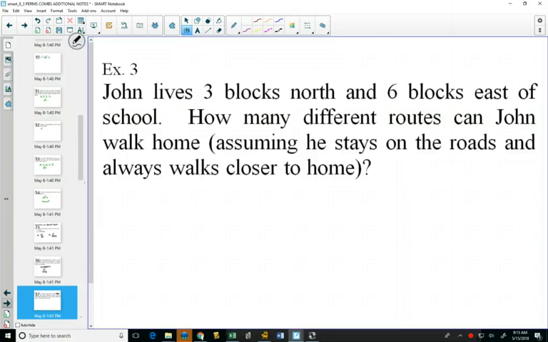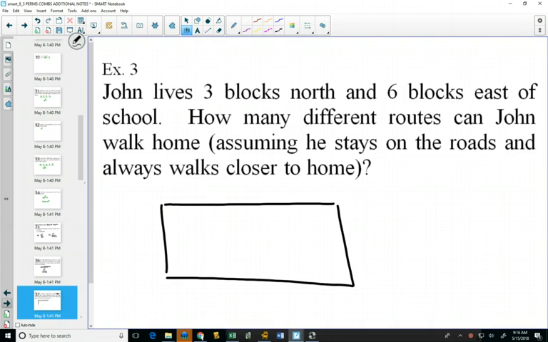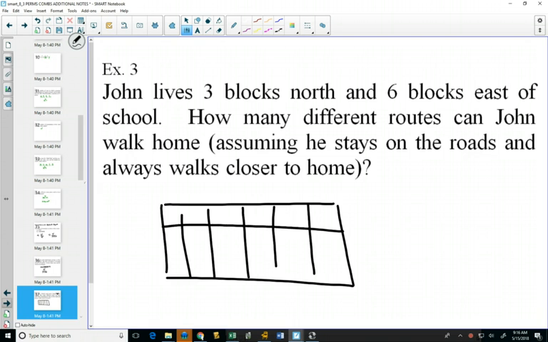John lives 3 blocks north and 6 blocks east of school. 3 blocks north, no, he's over here. 6 blocks east and 3 blocks north from school. How many different routes can he walk home, assuming he always walks closer to home?